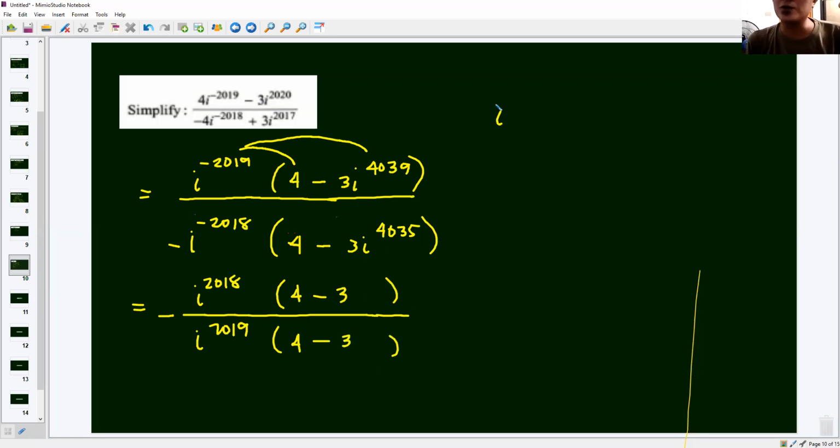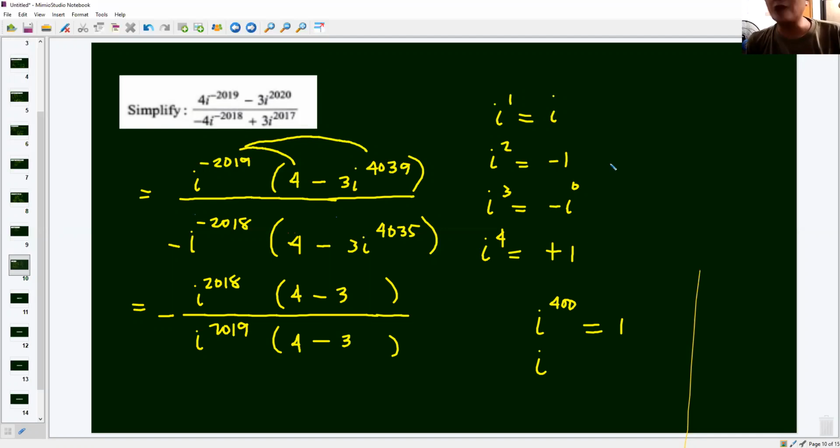Natin tandaan, powers of i: i to the 1 is i, of course. i squared, you know, is negative 1. i cubed is negative i because it's the first times the second. And i to the 4th is the square of i squared, kaya positive 1. So meaning, if you have an i raised on a multiple of 4, let's say 400, automatic positive 1. If i is raised on odd power, it's the first or the second lang. Dalawa na lang pagpipilian natin.